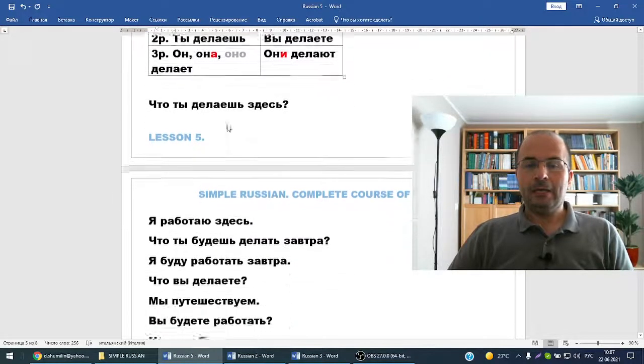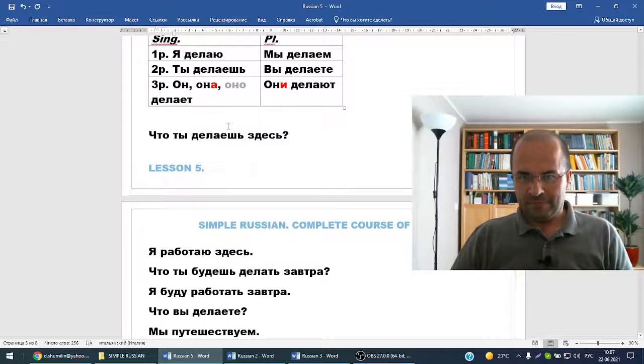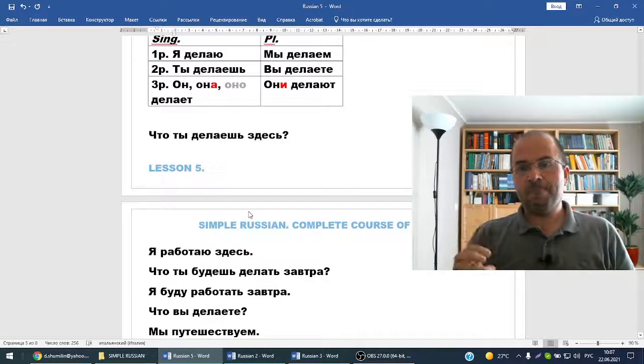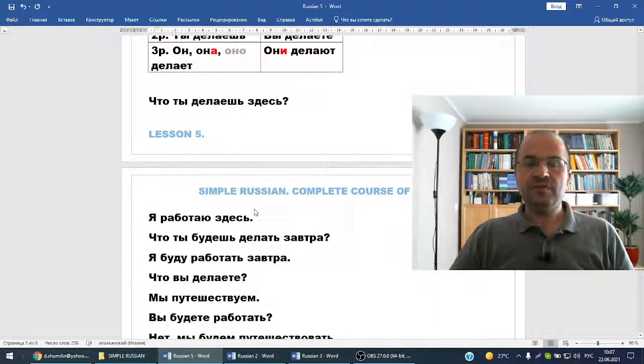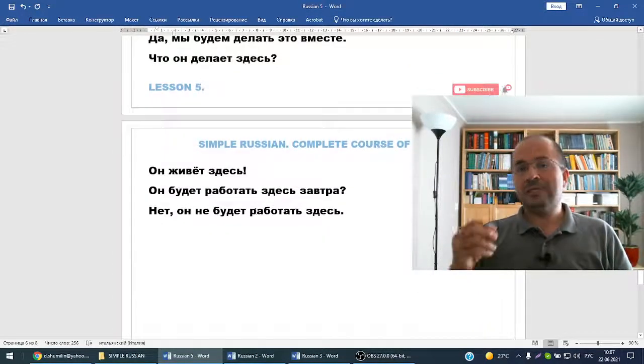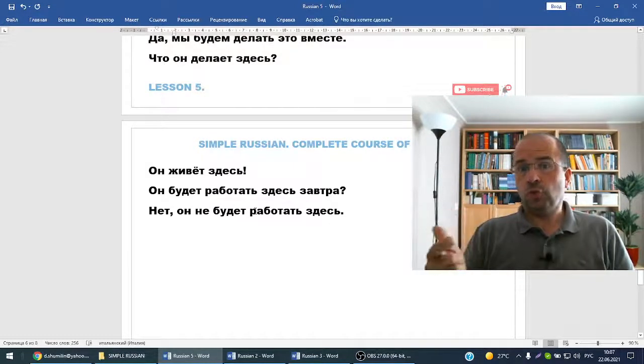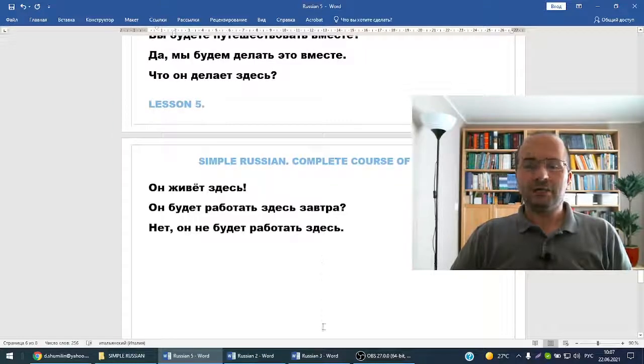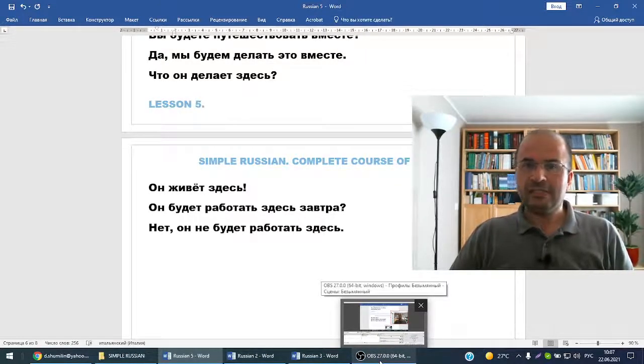Okay? Please practice these verbs at home. You will practice them together with the time words such as завтра, сейчас, and so on. And with the question words, which are где, where, что, what, okay? And all the other that you've learned, okay? For today, the lesson is over, and I will see you next time.